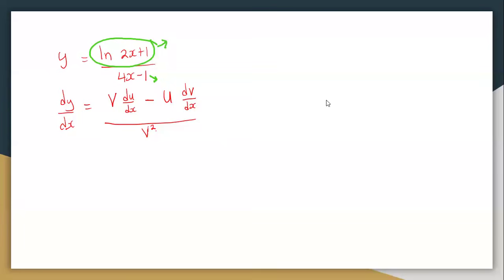So we shall first let our u be equal to ln of 2x plus 1. And our du/dx will be equal to 1 all over 2x plus 1.